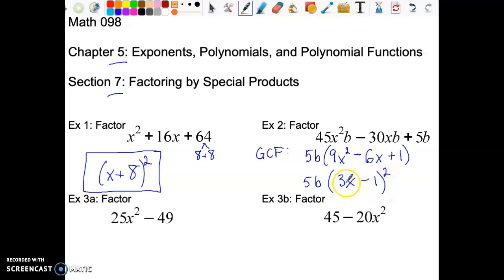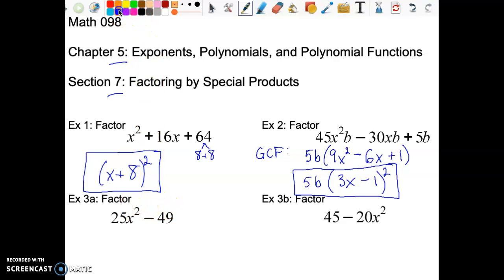And if I were to FOIL that out, 3x times 3x is 9x squared. Negative 1 times negative 1 is positive 1. The outside term would have been negative 3x. The inside would have been negative 3x to give you negative 6x. And so they're just special things as we work through this.